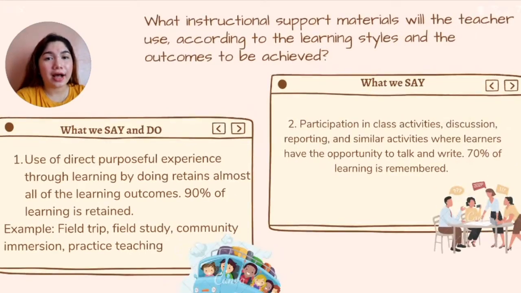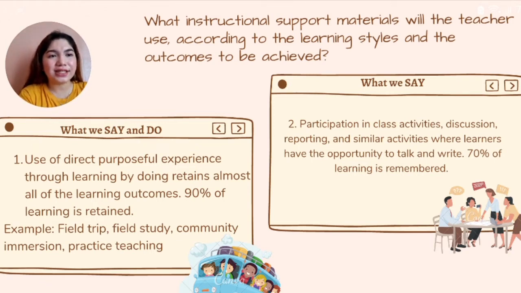First, we have what we say and do. The use of direct purposeful experience through learning by doing retains almost all the learning outcomes. 90% of learning is retained. For example, we have the field trip, field study, community immersion, and practice teaching. In experience, there is a higher chance that we'll remember it clearly because it will be planted in our brain, and in our hands we'll remember how it feels to experience something or do an activity during a field trip.